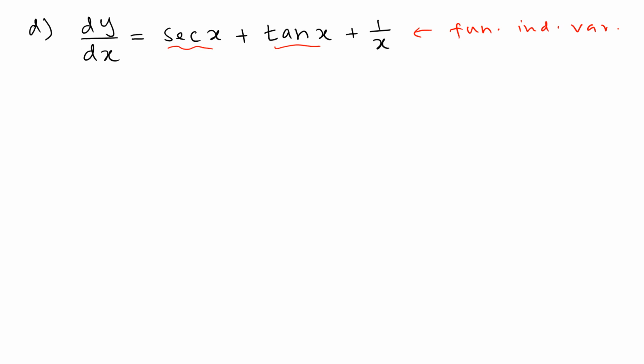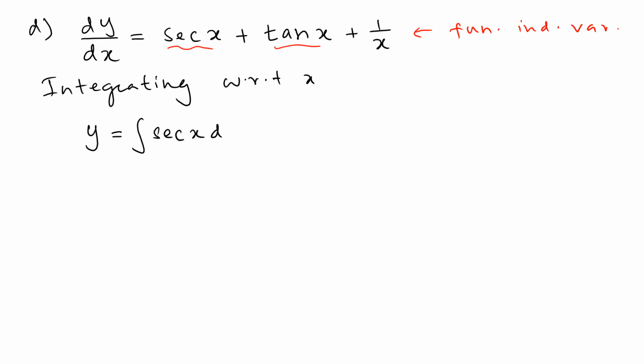So we know the integral of the secant is natural log of secant plus tan, and the integral of the tangent is the natural log of secant x. Directly from the table, you can find these answers. So again we integrate with respect to x now. On the left side you get y, and then what we have here is the integral of secant x dx plus the integral of tan x dx plus the integral of 1 over x.